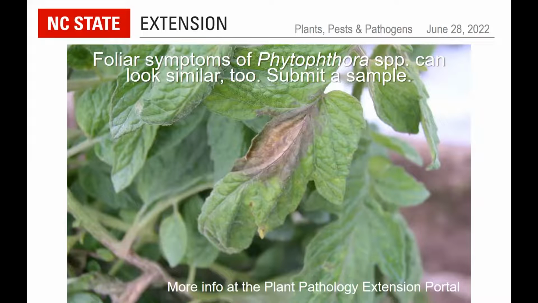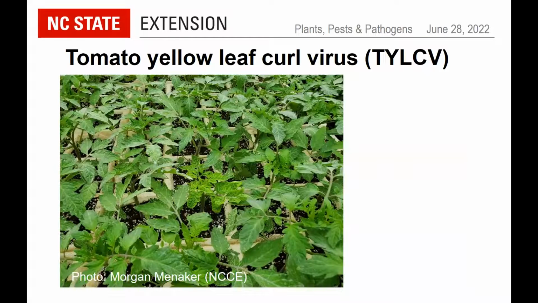I threw in an extra slide here to mention tomato yellow leaf curl virus. So Matt, I'm gonna give them a little quiz to see if they remember. I'll navigate back to the chat here. What was the vector that transmits tomato yellow leaf curl virus? See if anyone recalls.